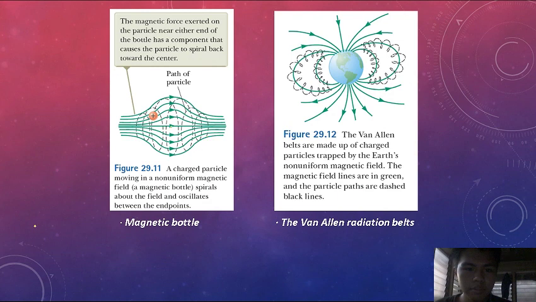So, what if a particle moves in a non-uniform magnetic field na oscillates between the endpoints? So first, di ba, since uniform magnetic field siya, ang path niya is helix. Pero sa endpoint niya nag-oscillate siya, which causes the particle to mag-spiral back ulit siya dito. Pagdating niya dito, mag-spiral back ulit siya. So, that is the magnetic bottle.